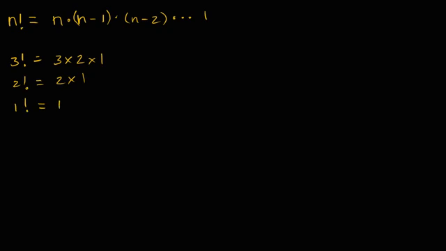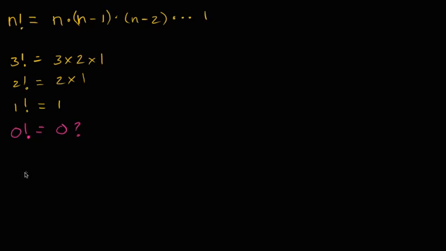Now, what about 0 factorial? This is interesting. One logical thing to say is, well, hey, maybe 0 factorial is 0. I'm just starting with itself. It's already below 1. Maybe it is 0. Now, what we will see is that this is not the case.